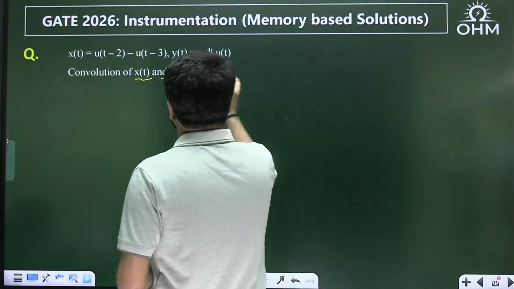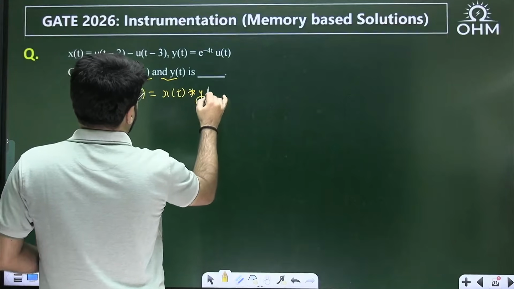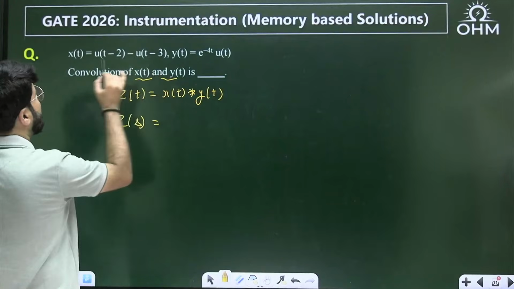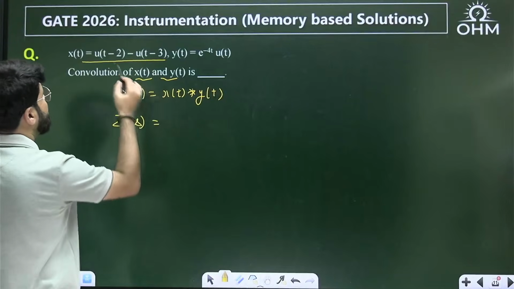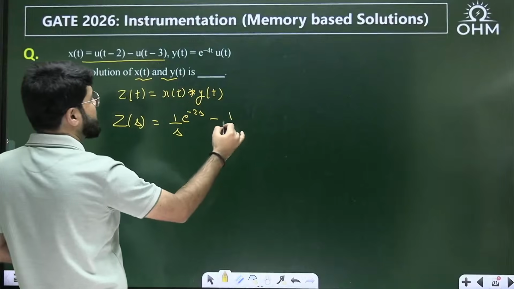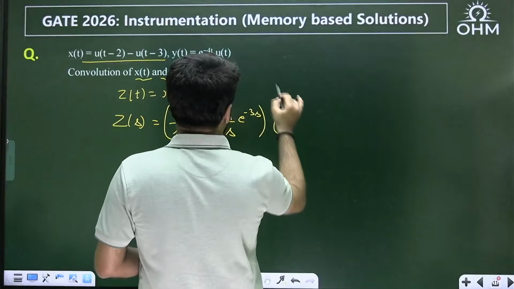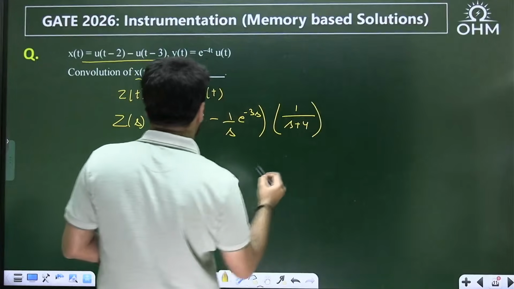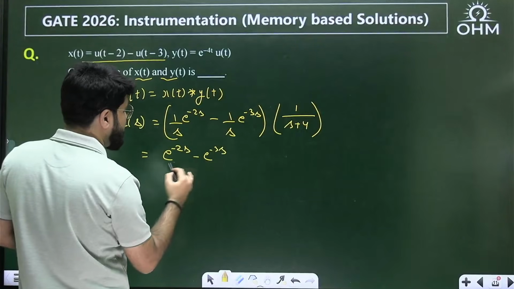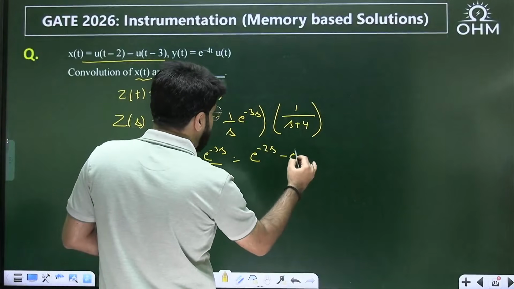So if y(t) is given to you, let's say z(t) is x(t) convolution y(t). Number one, you can solve by the convolution formula, or if I just convert to the S domain, what is going to be Z(s)? x(t) is u(t-2) minus u(t-3). Tell me the Laplace transform for u(t): 1 by s, then e power minus 2s by time shifting. For u(t-3), again 1 by s, e power minus 3s. For y(t), e power minus 4t u(t), the Laplace transform is 1 upon s plus 4. So overall, it is e power minus 2s minus e power minus 3s, divided by s plus 4.